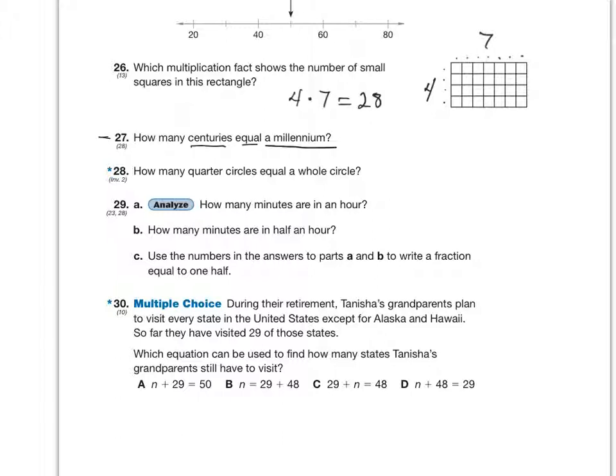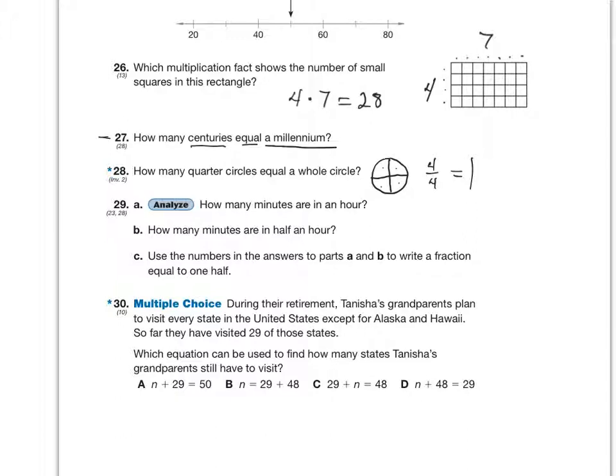How many quarter circles equal a whole circle? Oh, these are great questions. So if I draw a circle, this is what you would do on your work. To show your work, I have a circle. If I divide it into 4 parts, how many? 1, 2, 3, 4. There you go. How many quarters make a whole? 4 quarters equals 1. Easy, huh?